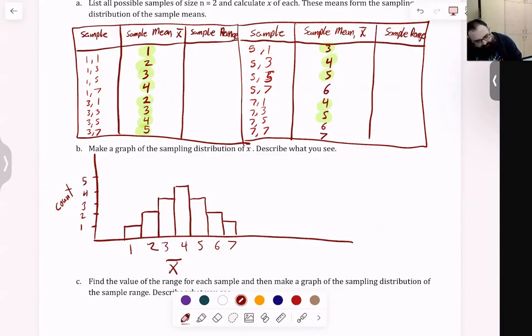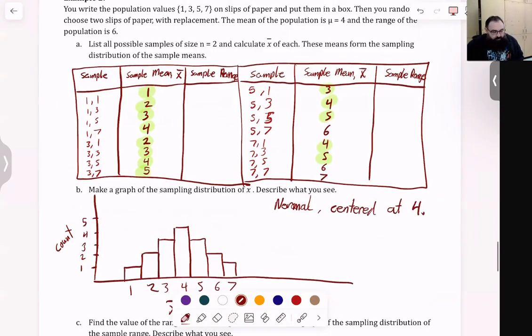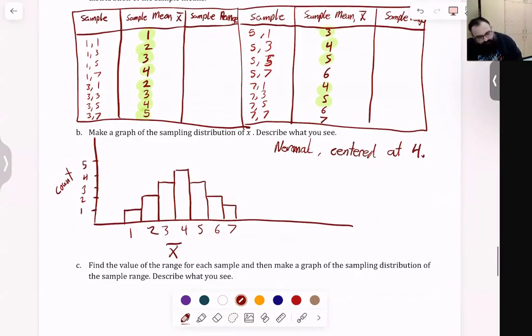What do you see? Okay. It's normal, centered at 4. Well, what would the actual population mean be? 4. So is that a good estimator, were they aiming in the right spot? Absolutely. So this would be considered an unbiased estimator.